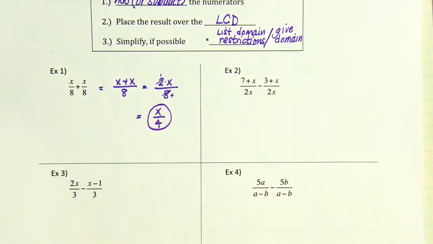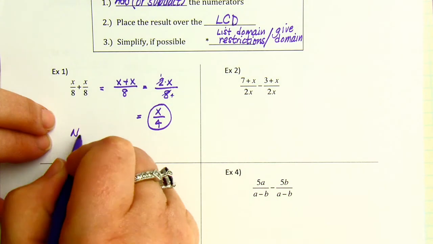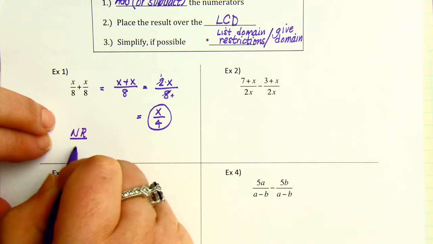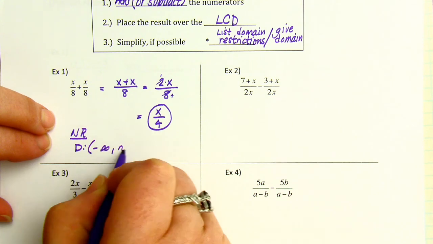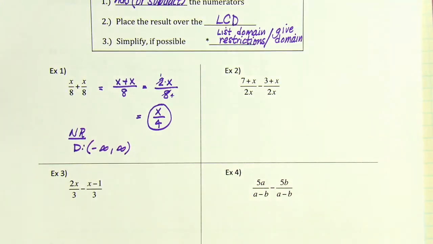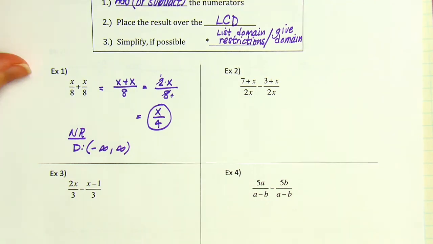Now, notice there are no variables in the denominator, so there are no restrictions. No restrictions, so the domain is negative to positive infinity. Okay, that's part of the answer. All right, let's take a look at example 2.